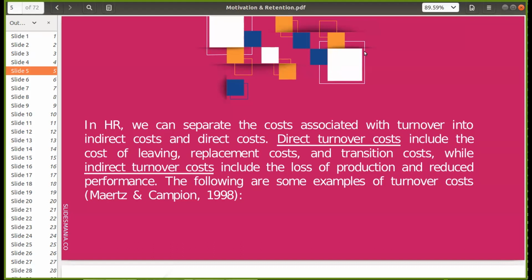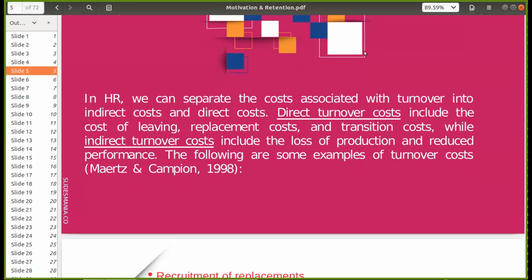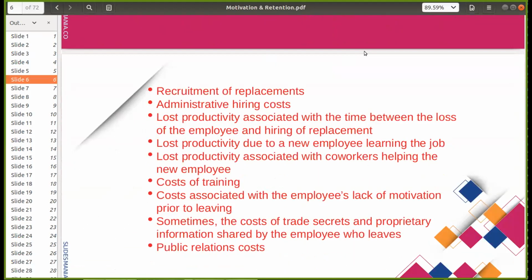Okay? So the following are some examples of turnover costs. So recruitment of replacements, okay, so administrative hiring costs, lost productivity associated with the time between the loss of the employee and hiring of replacement, lost productivity due to a new employee learning the job. Okay, lost productivity associated with co-workers helping the new employee because instead of focusing on their tasks and job, yung time nila ay nakukonsumo nung pagtuturo sa bagong empleyado. Okay, kasi naiiwan nila yung kanilang workstation.